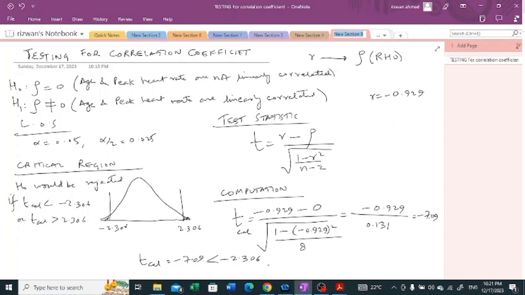So we can write down our decision as, since T calculated falls in the rejection region, therefore H naught is rejected. And the conclusion we write down as, the test results are statistically significant at the 0.05 significance level, and data provide sufficient evidence to conclude that age and peak heart rate are linearly correlated. Since rejection occurs in the left tail, it can be further concluded that age and peak heart rate are negatively linearly correlated. That's all from this lecture video.